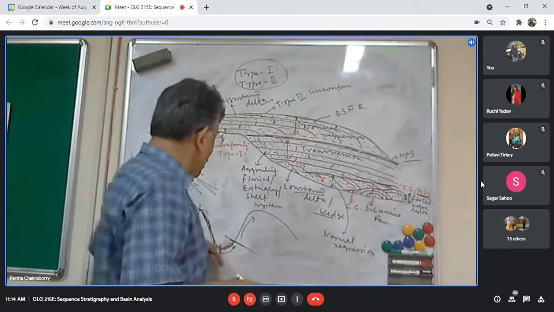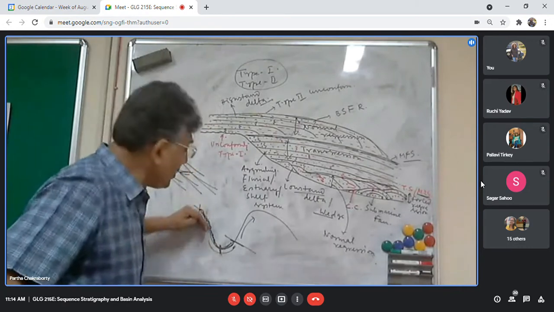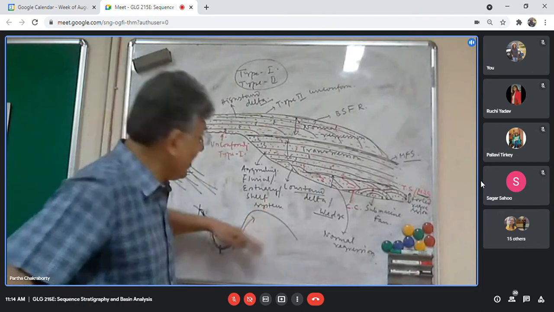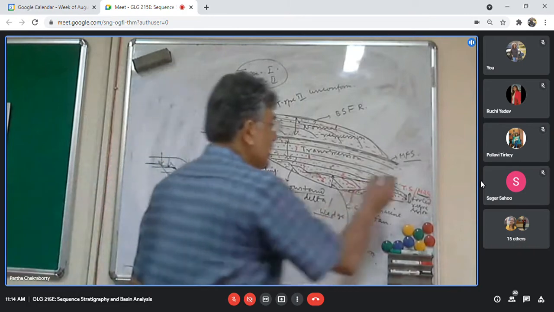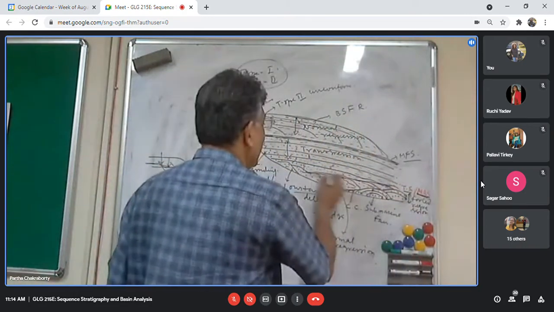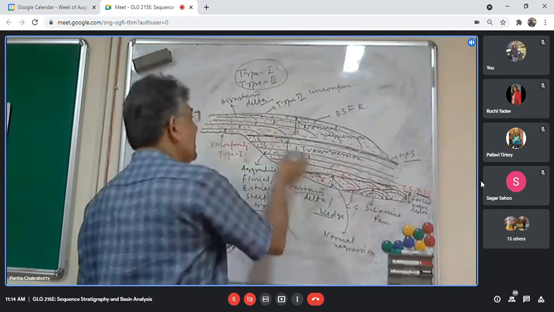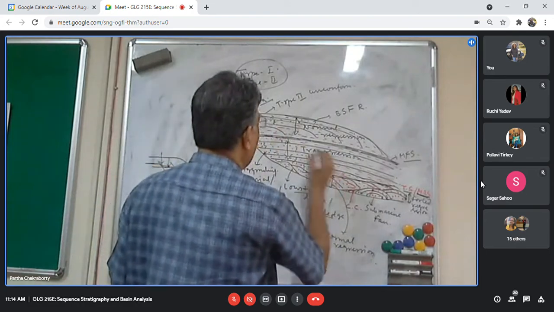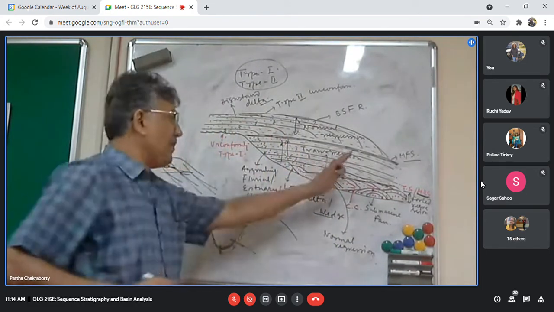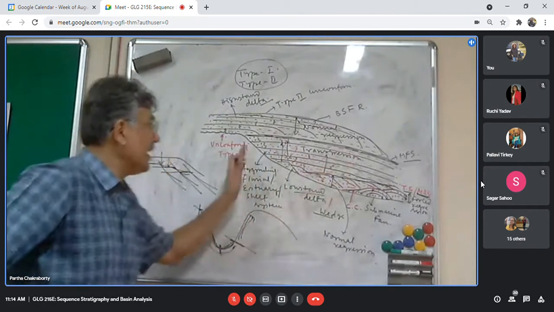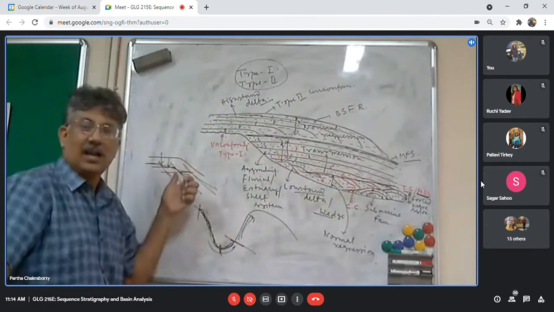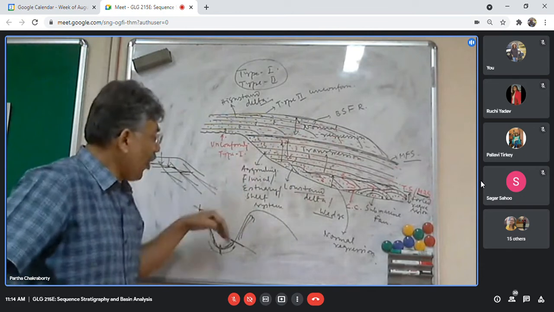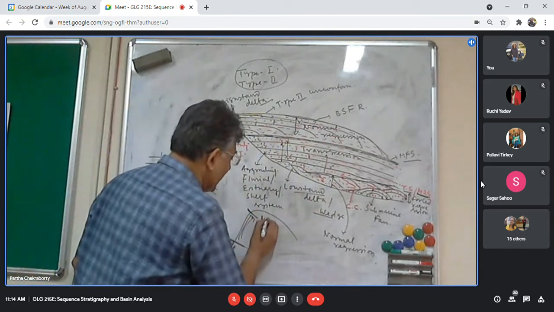Some people who talk about regression mark it as a maximum regression surface. Those who are bothered about transgression mark it as a transgressive surface. So the transgressive surface and the maximum regressive surface are the same, and above that is the PST. You can see the basis beds are retrograding. Anywhere you will get a fining upward succession. So the basis bed is retrograding. It is retrogradation, basis bed migrating towards the land, and that is the typical character of transgression. The top of transgression is the maximum flooding surface.